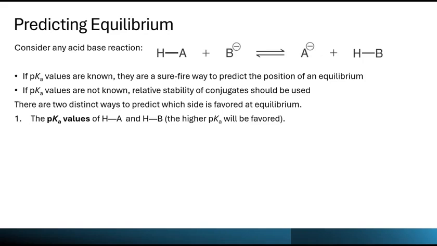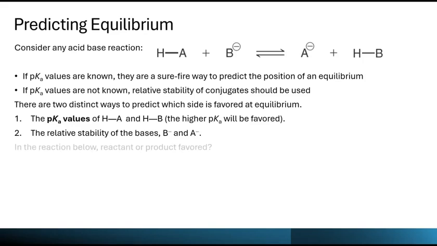1. Use the pKa values of HA and HB. The side with the higher pKa value will be favored. Or 2. The relative stabilities of the bases B- and A-. The most stable of the bases is going to be the side equilibrium will favor. In the reaction below, is reactant or product favored?